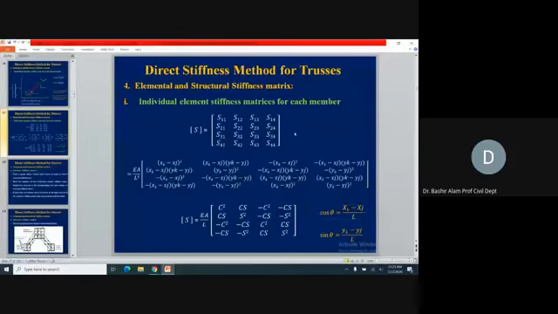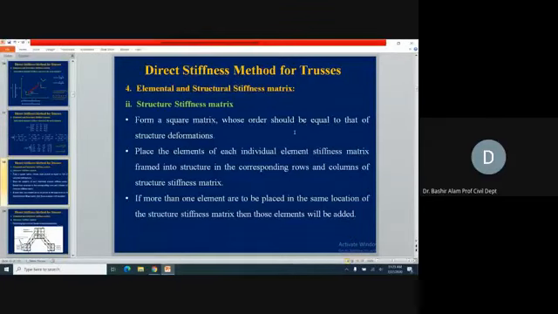Now after this, we go to the structure stiffness matrix. How do we form the structure stiffness matrix? Form a square matrix whose order should be equal to that of the structural deformations. Remember how we fix the order of the structural stiffness matrix: irrespective of the support conditions, we just take the number of joints, and for a planar truss, we multiply that by 2. That gives you the order of the structural stiffness matrix.